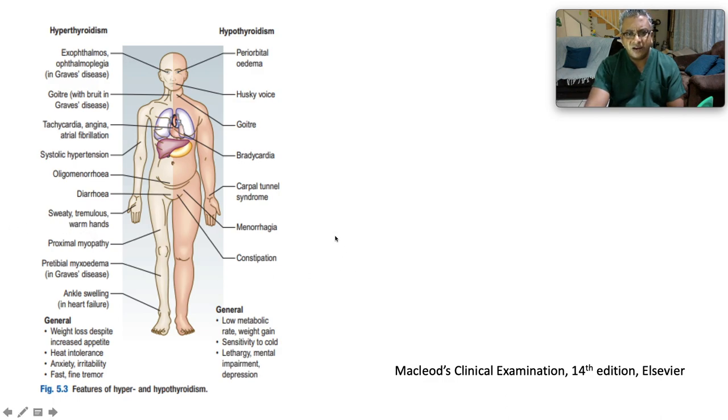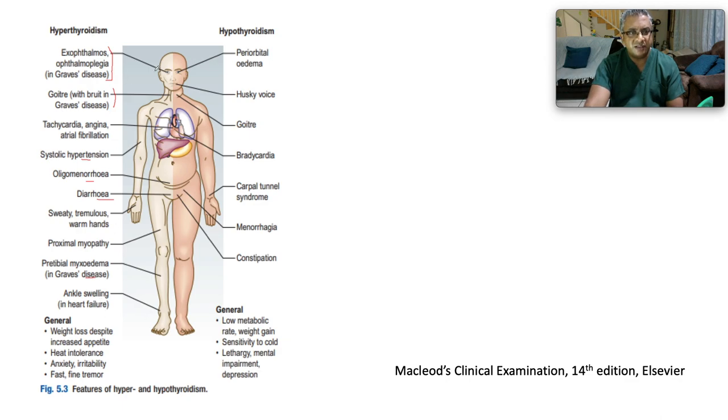Alrighty. Let's talk thyroid. Right, so on the left of the diagram, right, we have hyperthyroidism and then, yeah, we have hypothyroidism on the other side. So, all right, in hyperthyroidism, the cardinal features are exophthalmos or ophthalmoplegia, but we spoke about eye disease in Graves, right? You may have a goiter, especially with the bruit in Graves disease. Watch out for tachycardia, angina, and atrial fibrillation, systolic hypertension, oligomenorrhea. So remember, in hyperthyroidism, you have less frequent menses, but you have diarrhea, sweaty, tremulous, warm hands, proximal myopathy, pretibial myxedema in Graves' disease, ankle swelling and heart failure.